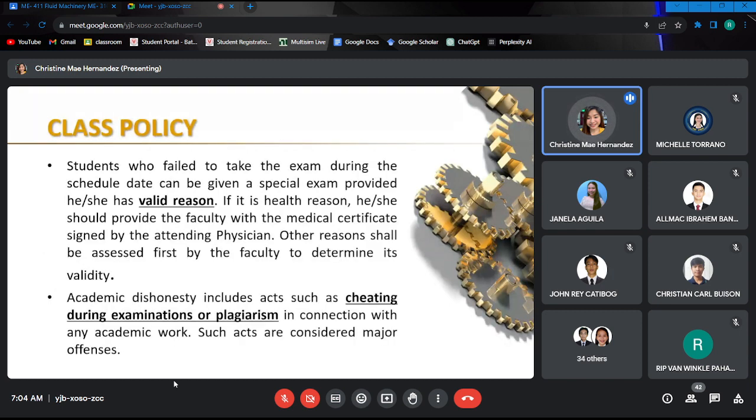Class policy: students who fail to take the exam during the scheduled date can be given a special exam, provided he or she has a valid reason only. Okay? Valid reason only. If it is a health reason, he or she should provide the faculty with a medical certificate signed by the attending physician. So all the reasons shall be assessed first by the faculty to determine their validity.